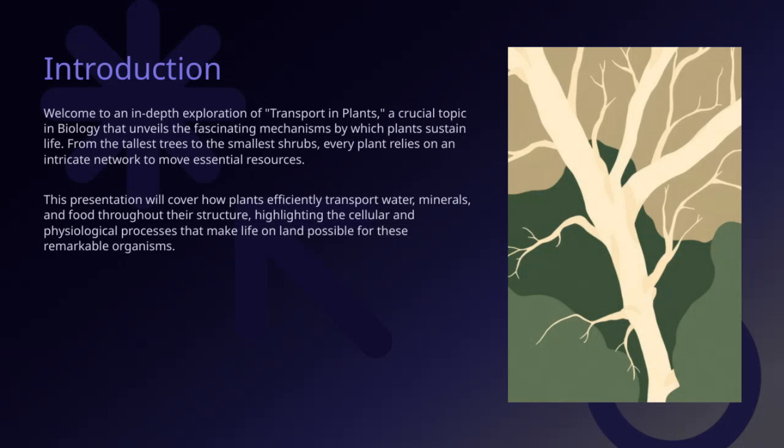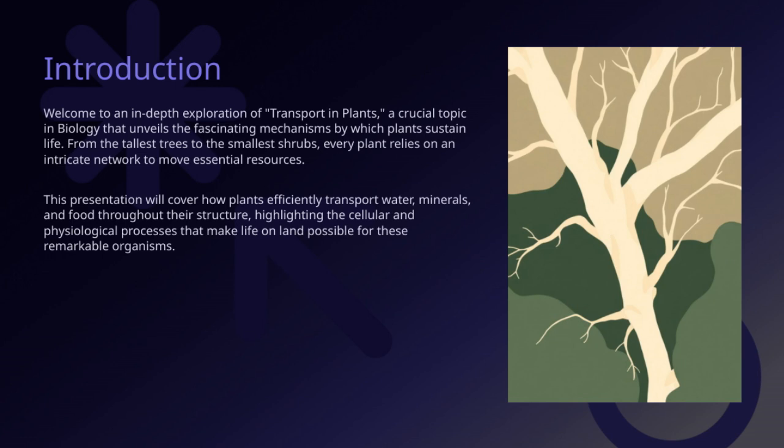Today, we're going to explore how plants efficiently transport water, minerals, and food throughout their structure. We'll look at the cellular and physiological processes that make life on land possible for these incredible organisms. This journey will help us understand the complex systems that keep plants alive and thriving.